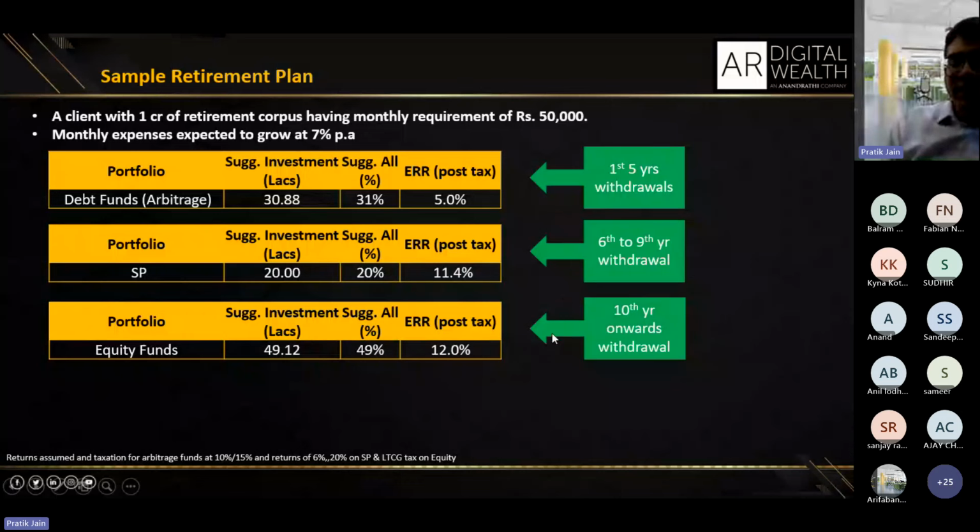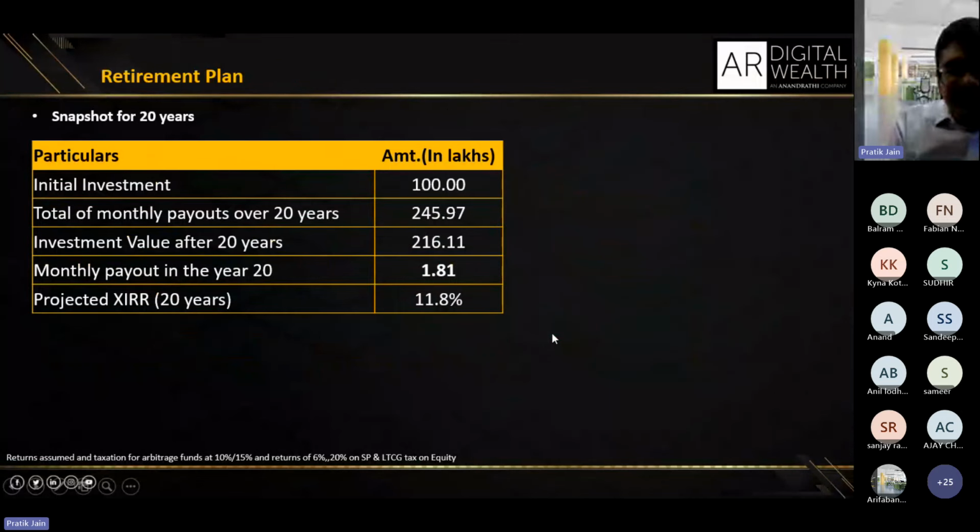And this is what I wanted to show in the next slide कि अगर 20 साल का अगर हम देखते हैं, क्लाइंट ने 20 साल के लिए प्लान किया है, तो उसने स्टार्ट किया था 1 करोड़ से, टोटल मंथली पे आउट ओवर 20 इयर्स, मतलब 20 साल में हर मंथ का अगर उसका जो पे आउट है अगर वो देखते हैं तो उसने 2 करोड़ 45 लाख रुपीस विड्रॉ किया है, मतलब डाला 1 करोड़ है, 20 साल में he is withdrawn 2 crore 45 because his expenses are inflating at 7%.